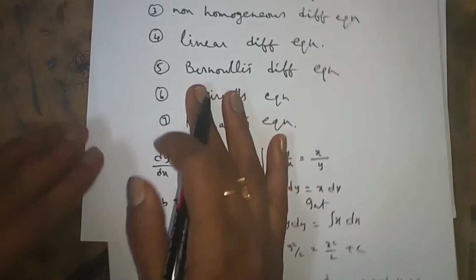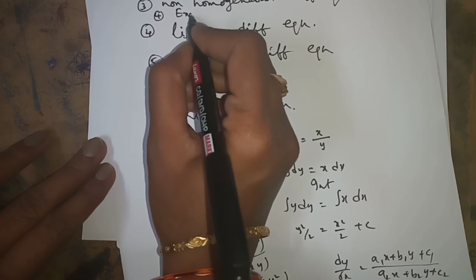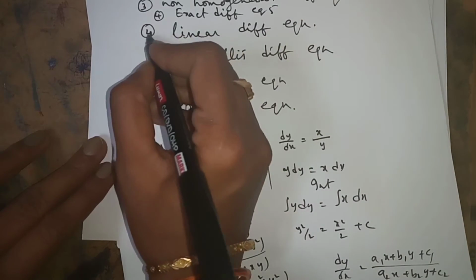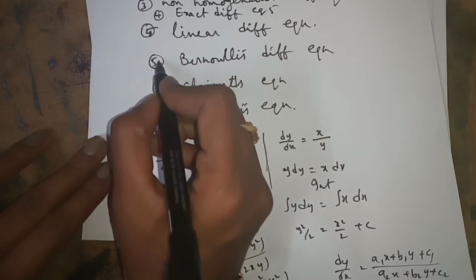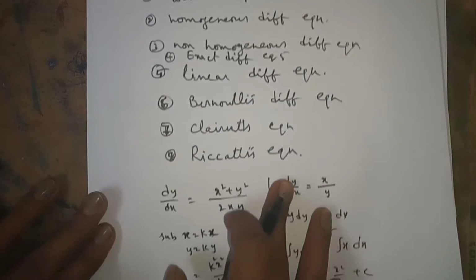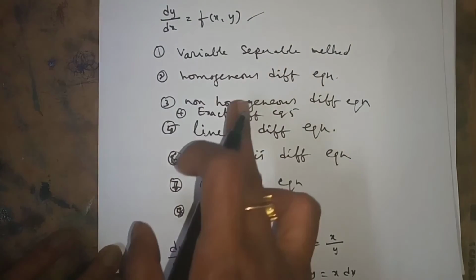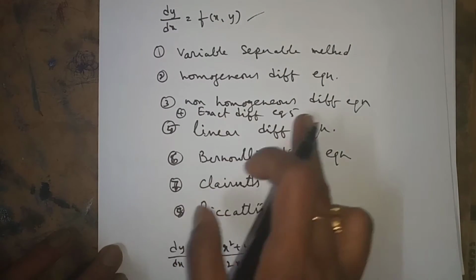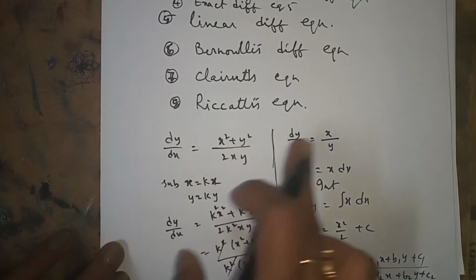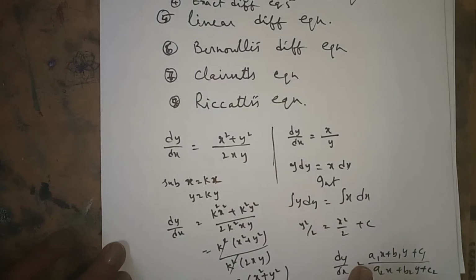Now the fourth one is exact differential equation. The fifth one is linear differential equation. The sixth one is Bernoulli, the seventh one is Clairaut's, the eighth one is Riccati. Now to solve the first order first degree equations, we have several methods. I told you, variable separable, homogeneous, non-homogeneous, exact, linear, Bernoulli, Clairaut's, Riccati. Now about three of them, how to identify the variable separable, homogeneous and non-homogeneous.